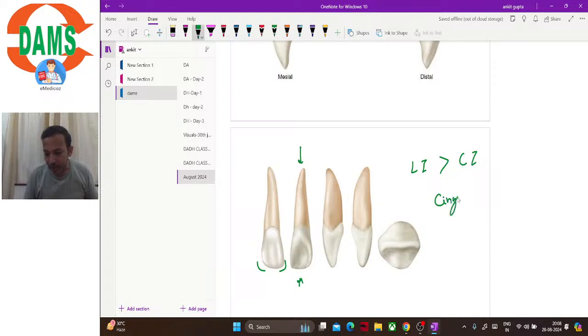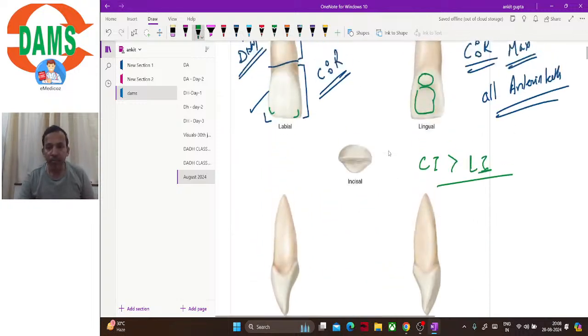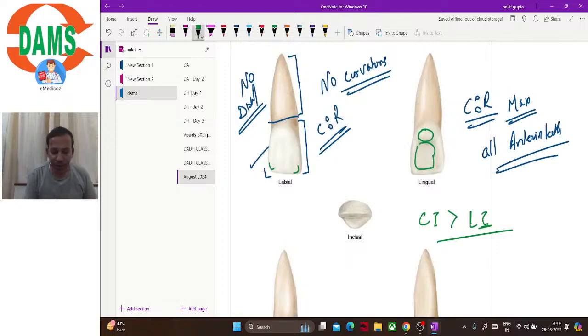So cingulum and fossa, they are both more prominent on the lateral incisor as compared to the central incisor. Though the absolute size of the cingulum and fossa is more in the central incisor. As you can see, it has a larger cingulum, it has a larger fossa, yet they are not as prominent as the lateral incisor, right?